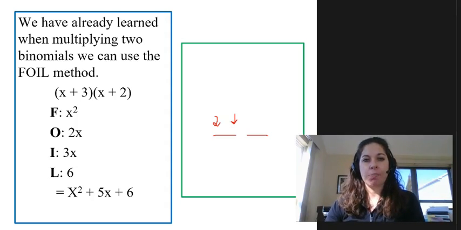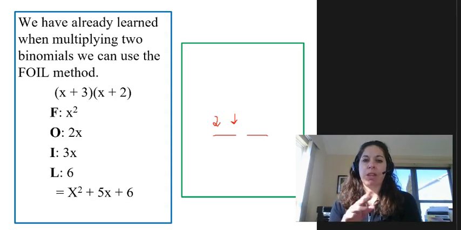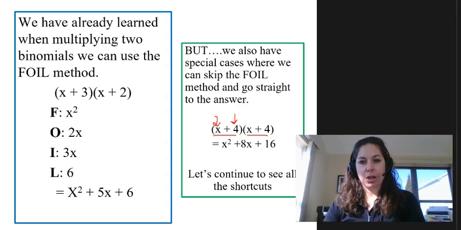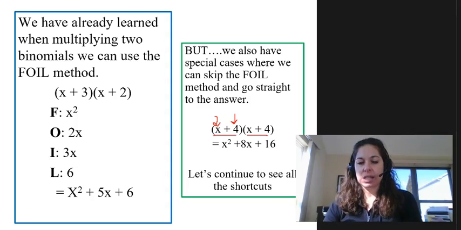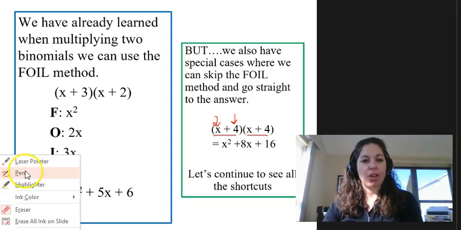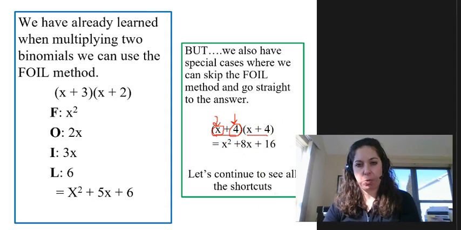So we've already learned when multiplying two binomials, we can use that FOIL method. Remember, you multiply the first terms, the outer terms, the inner terms, the last terms, and then simplify by combining like terms. Now, though, we're going to look at when we can skip the FOILing and go straight to the answer. So we can do this anytime we have binomials where the A and the B term, so basically the two things that are being added or subtracted in the binomials, are the same in both sets of parentheses.